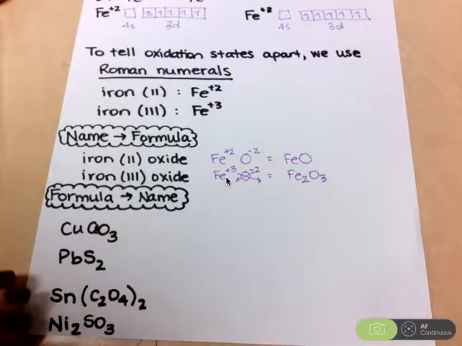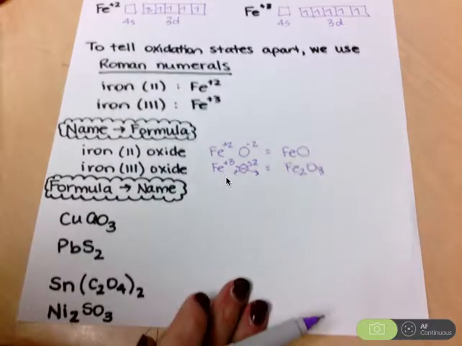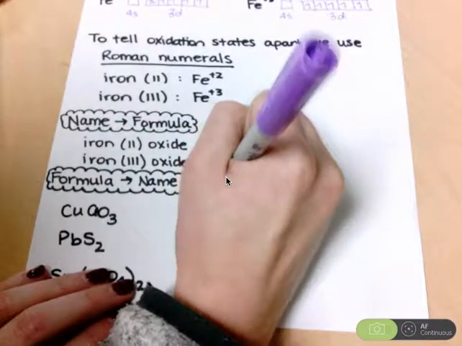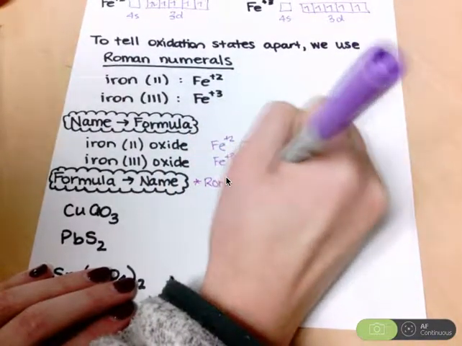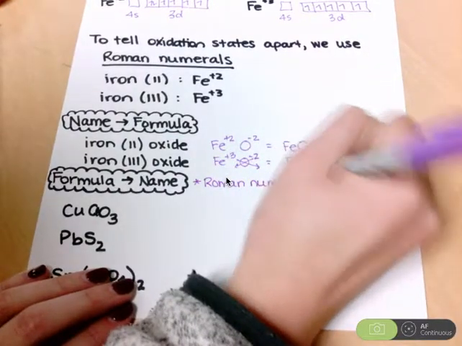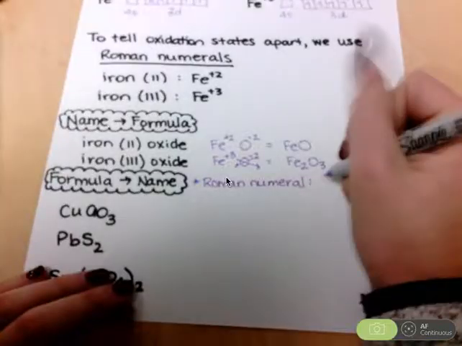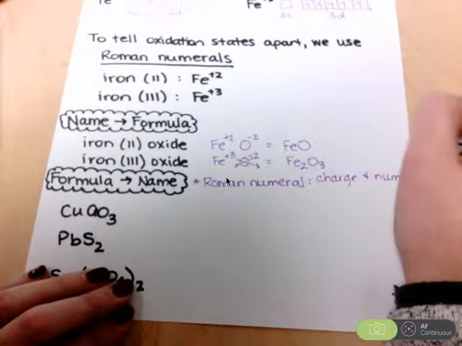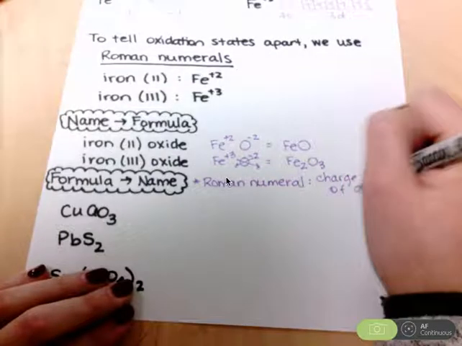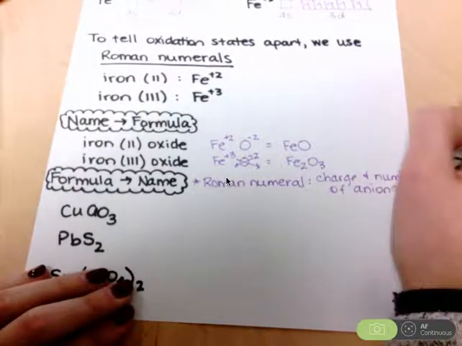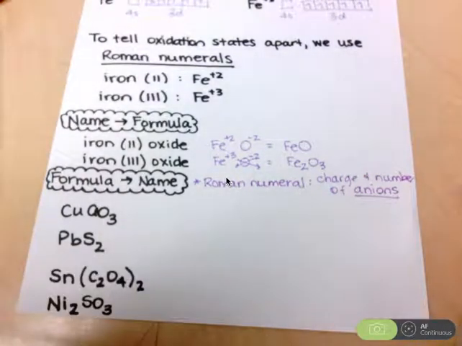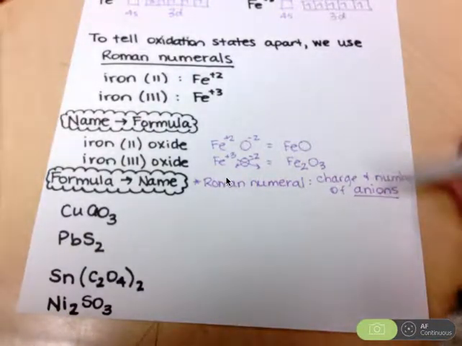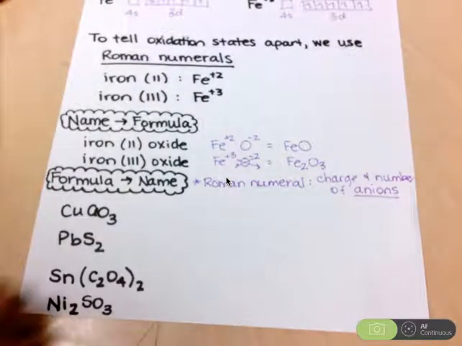Formula to name. So if I gave you the formula and asked you to give me the name, the most important part on this is remembering that you've got to find the Roman numeral. Finding the Roman numeral comes from the charge and number of anions. The anion's charge doesn't change, and so that anion can give you the clue, and how many of those anions you have, to find the Roman numeral of that transition metal.